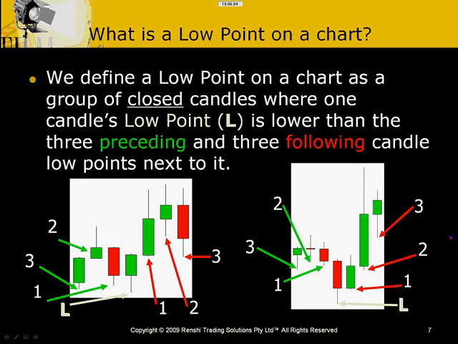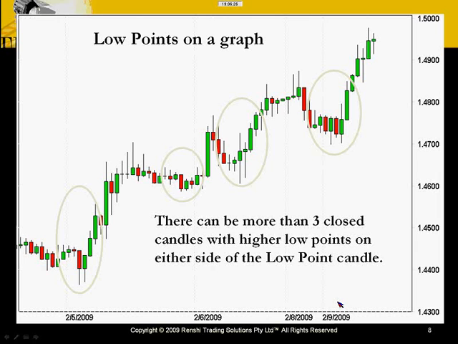So to find the low point, it's exactly the opposite. We find the lowest part of a candle, two or three higher candles to the left, two or three higher candles to the right. The important part is just to find the extreme low. And here's the example here on the same chart. There's your lows. And of course, here are our highs that we just looked at.